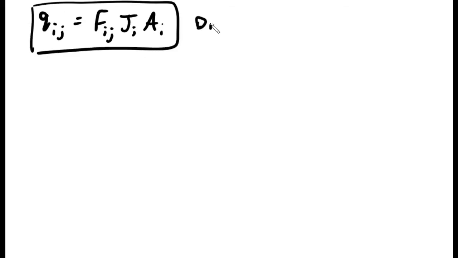So just to refresh, Qij is the view factor from I to J times the radiosity of I. So that's all the energy leaving I, reflected plus emitted. Okay, so that's for any diffuse surface.